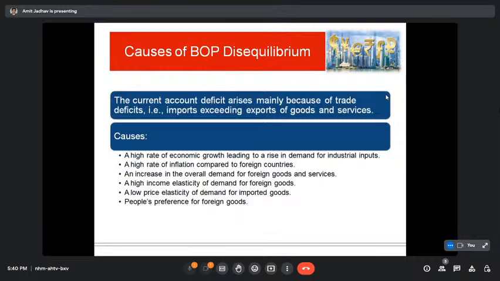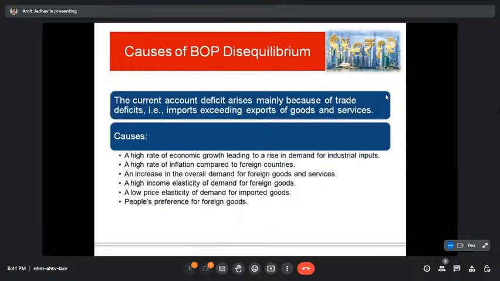First, we have a high rate of economic growth leading to a rise in the demand for industrial products. To achieve a high growth rate of the economy, the demand for industrial products rises. It may be machines, raw materials, or some technology. So demand will arise, and that means imports will rise in terms of industrial products.